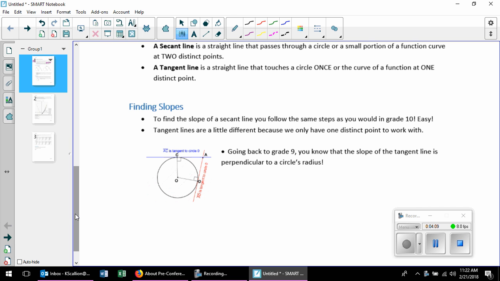But going back to grade 9, the tangent line is perpendicular to the circle's radius. That's really all you needed to know from grade 9 circle geometry. This is why we skipped it, and I figured you guys can. So if you have a radius, any tangent line will be at a 90-degree angle. Easy peasy. That was a lot of stuff.